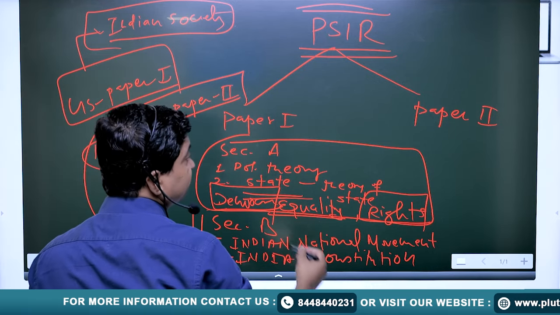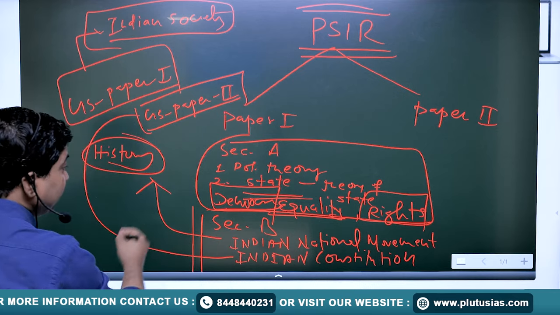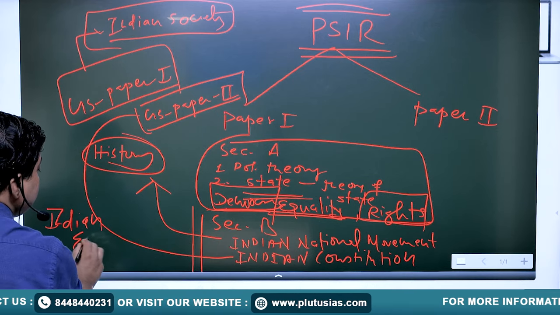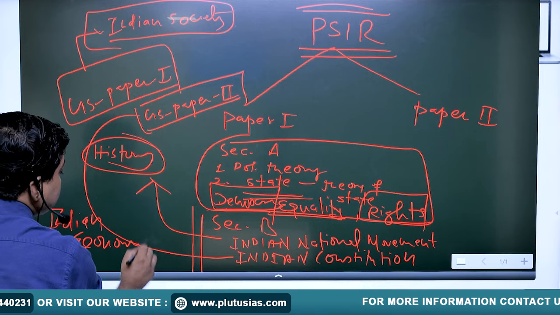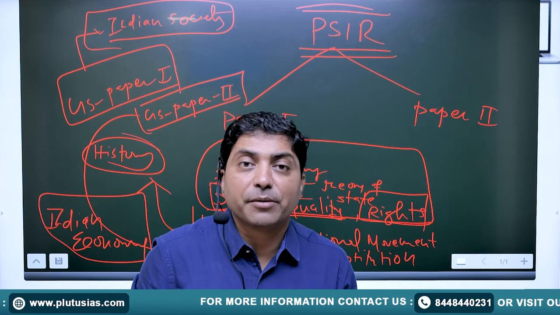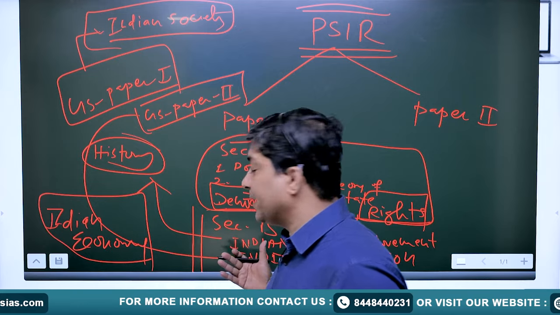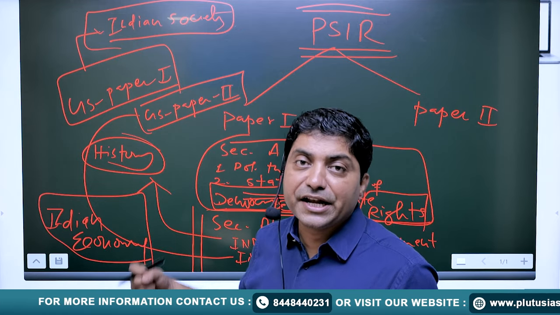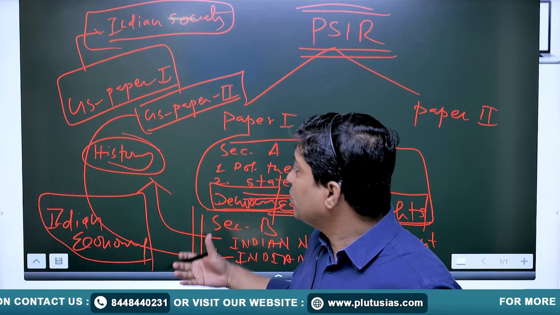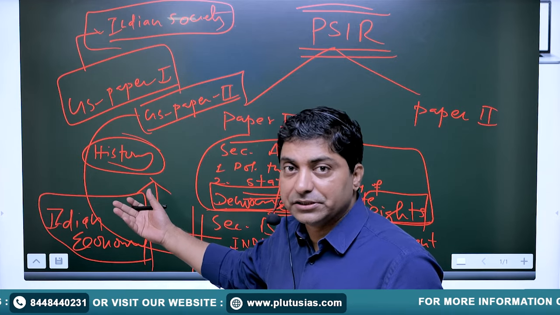Now come to GS paper 3, where the Indian economy, especially the macro economy, is covered from part B. And we study India's economic development. So it will help you in GS paper 3.